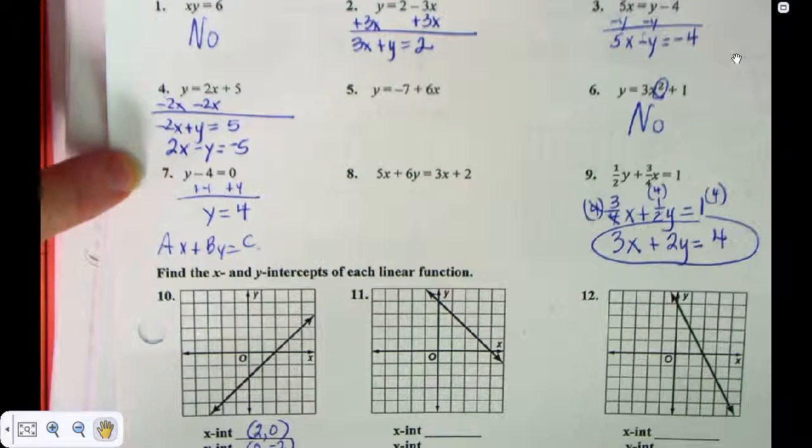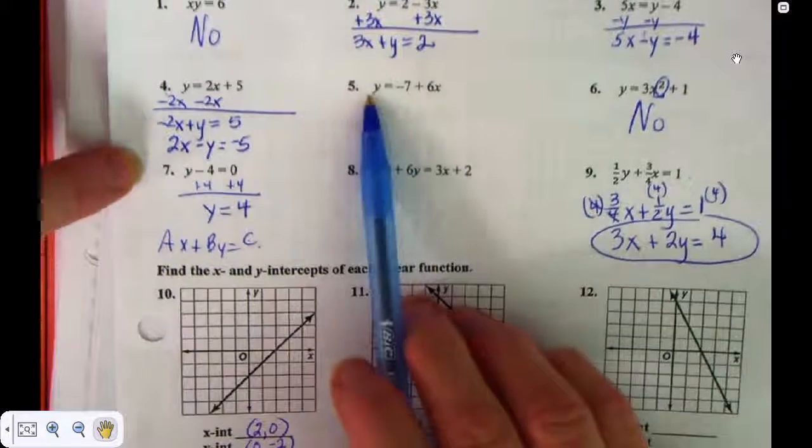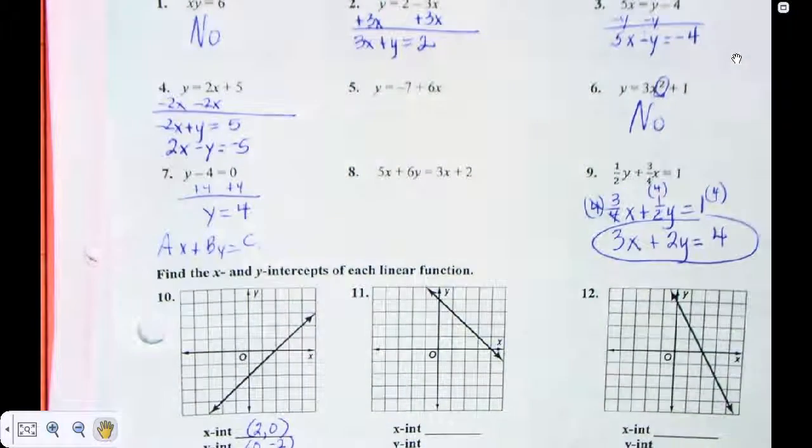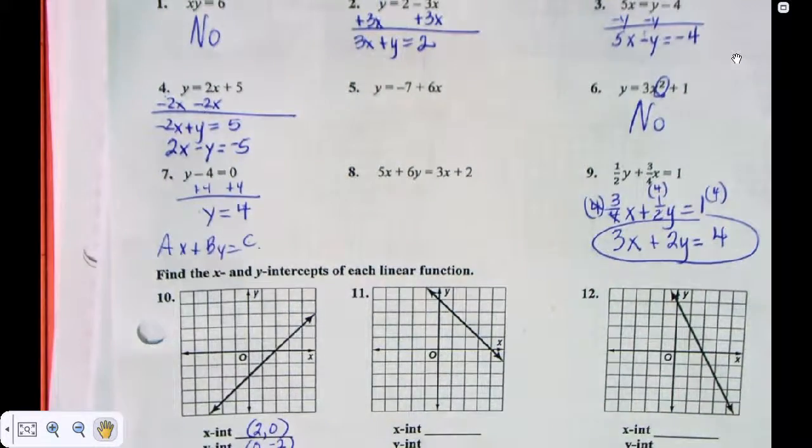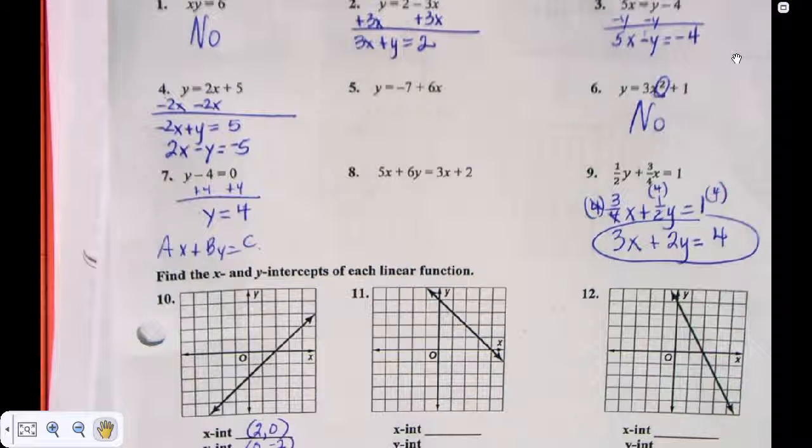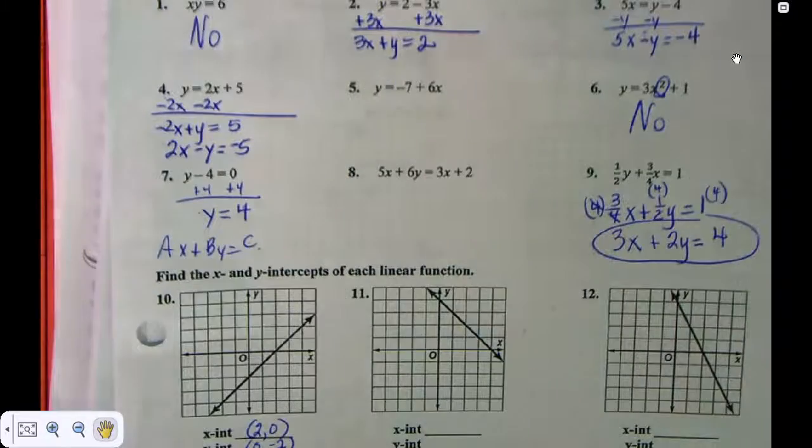Is everybody good so far? Okay, number 5, is that in the slope-intercept form? Yes, there's one problem with it. It's just flipped. So that would be 6x minus 7. Everybody gets that? You just flip it around, but the sign has to go with it. So 6x minus 7. So 6 is the slope, and negative 7 is the y-intercept. And that's what we need to learn how to graph in a little bit, or review it.